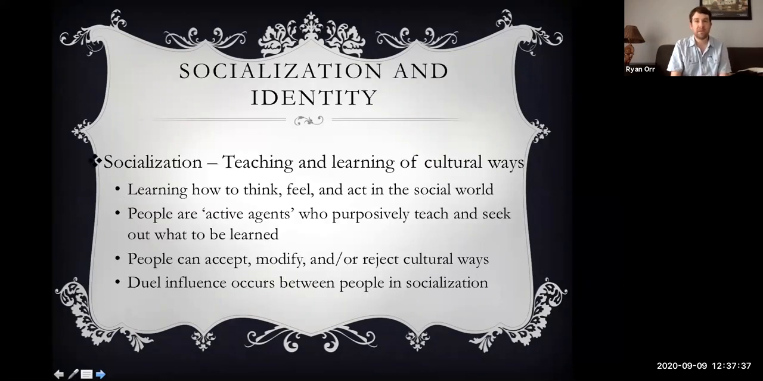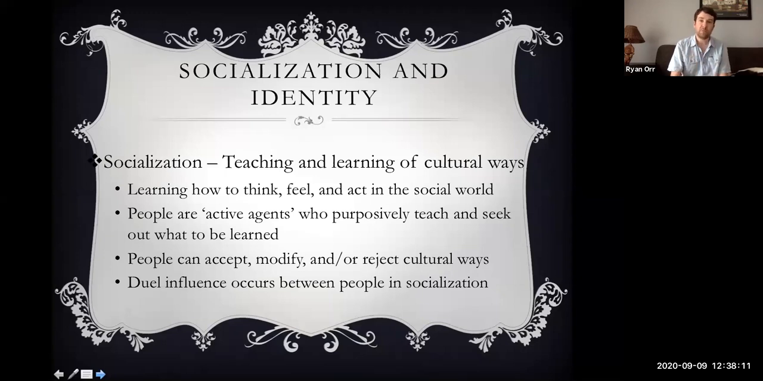So today's topic is socialization and identity. So let's formally introduce ourselves to socialization, although we have used this word, and we have defined it previously in the class. So socialization can be thought of as teaching and learning cultural ways. So it's a kind of two-step process. There's teaching going on and there's learning going on. And when learning and teaching go on, people start to learn cultural ways of a society.